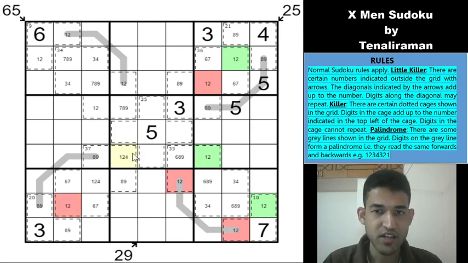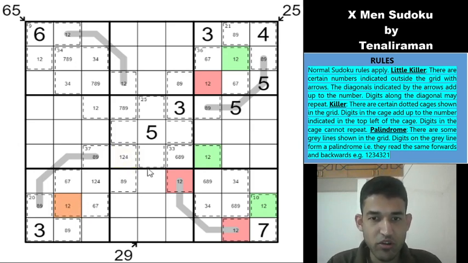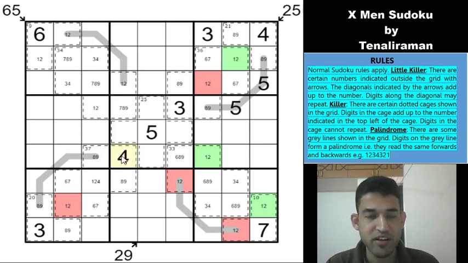Again same idea, guys. Look at this cell. It is seeing both of this cell and this cell. So this cannot be 1 and 2. So this would have to be a 4. Beautiful. A really pretty solve path, guys. I'm really enjoying the Sudoku.